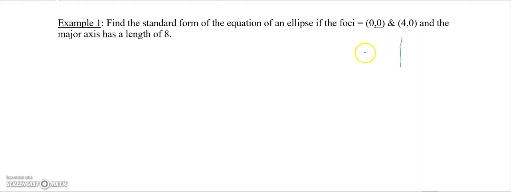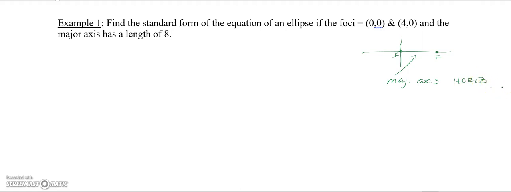So let's start by plotting these 2 points roughly. So I have (0, 0) as one of my foci, and I have (4, 0) as my other focus. So I know that the foci lie on the major axis. So this tells me that this here is going to be my major axis. So my major axis is horizontal.